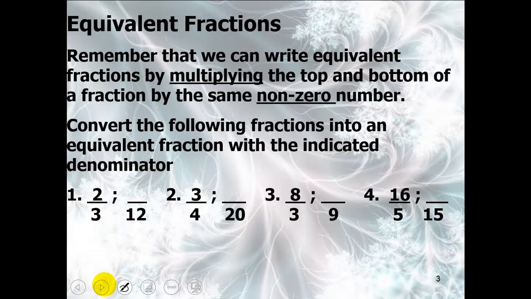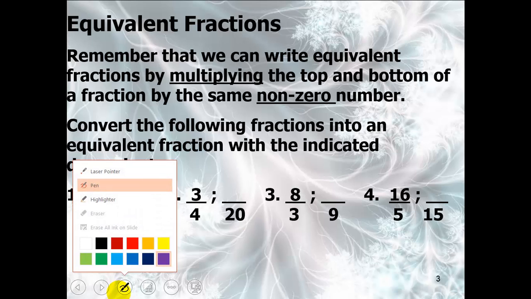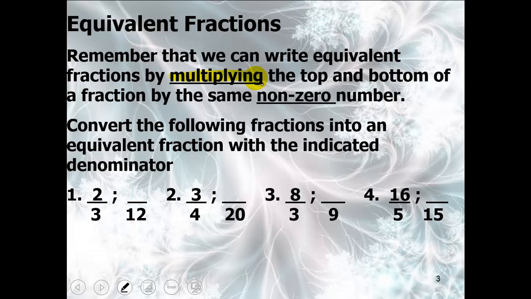All right, in order to add and subtract fractions that don't have the same denominator, then we have to learn, or remember, how to write equivalent fractions. We've touched on this, and we're going to use it again here. Remember that we can write equivalent fractions by multiplying both the top and the bottom, must be both, of a fraction by the exact same non-zero number, right? You make equivalent fractions by multiplying the numerator and the denominator of a fraction by the same non-zero number. So let's see what this looks like.